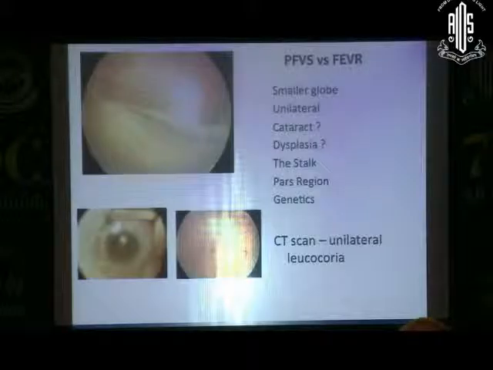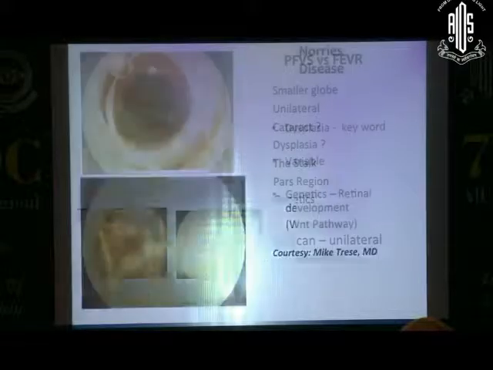A PFVS versus FEVR: a smaller globe, unilateral. Dysplasia can happen more in FEVR. The stalk, of course, but the one important clue is to depress and look at the pars region. If the pars plana is poorly developed or not developed at all, it is likely to be PFVS and not FEVR, because in FEVR you would have a fairly normal pars plana.